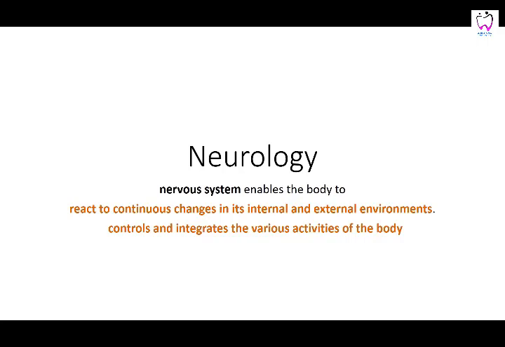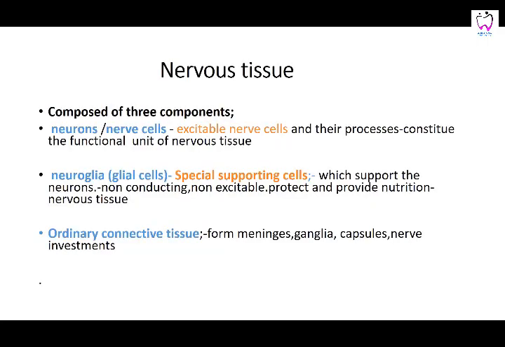What does neurology do? It enables the body to react continuously to the external and the internal environments, and controls and integrates the various activities of the body. So it responds to various changes occurring outside and inside the body. That is neurology. What are the basic components that neurology contains?